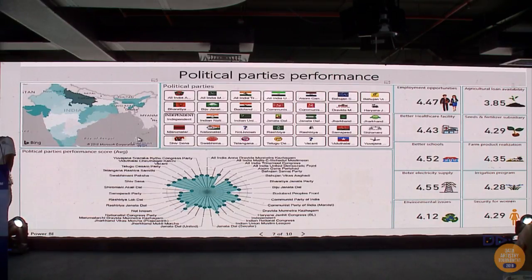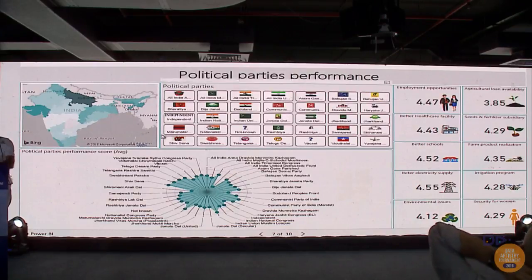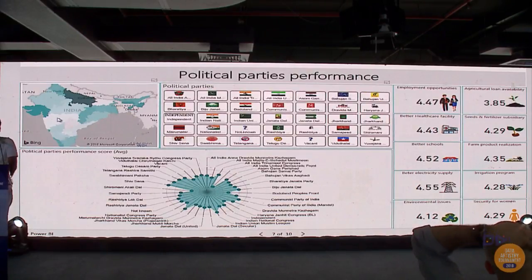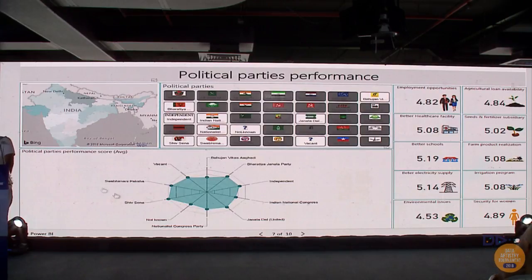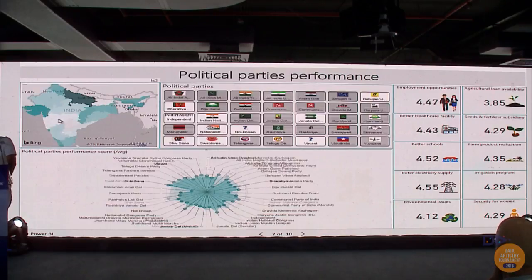Another thing we wanted to find is which state had the maximum parties in their constituencies. It seems like Maharashtra had 10 parties ruling their constituencies on an overall scale, followed by UP and other states.